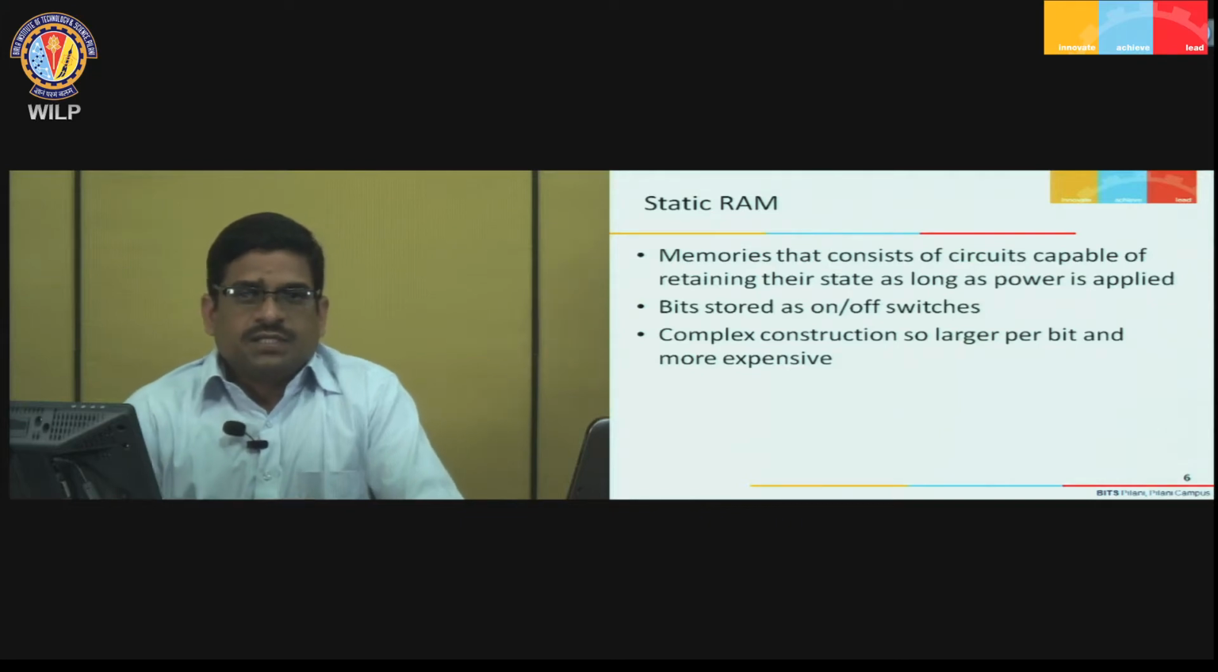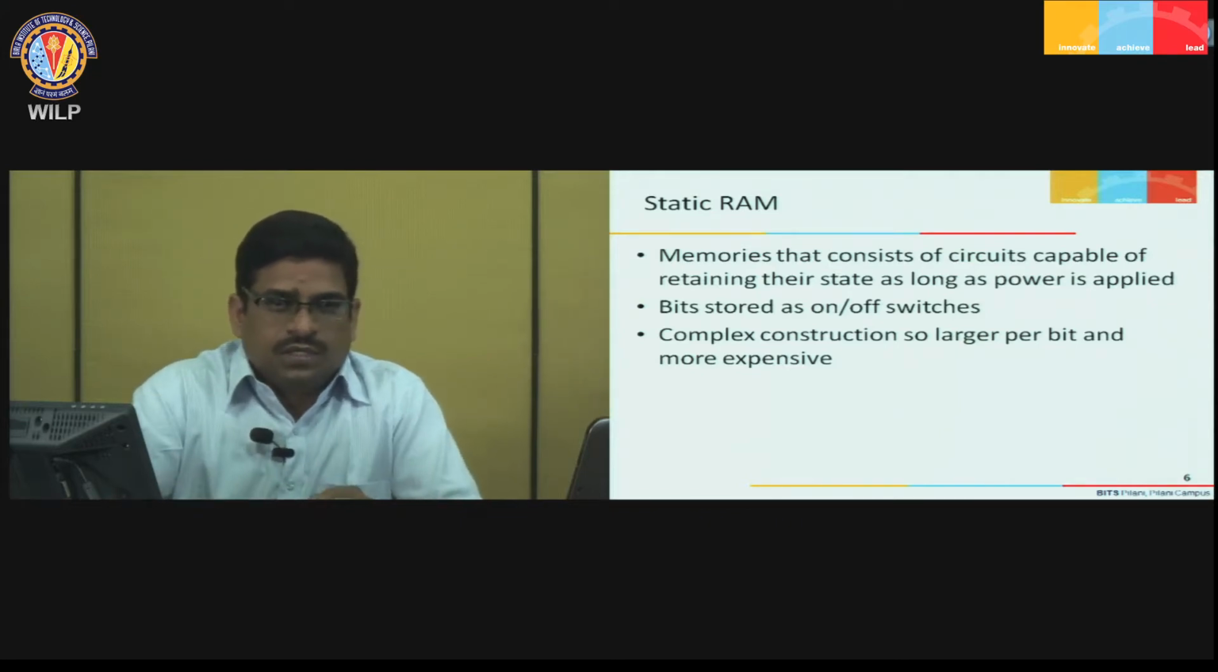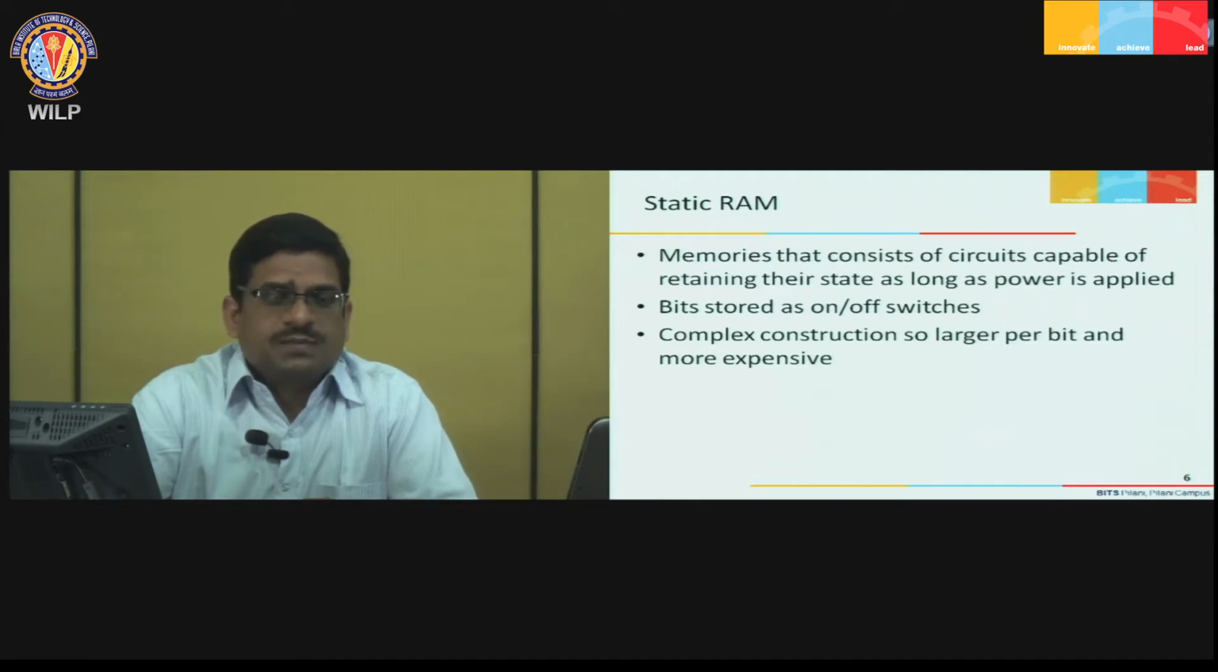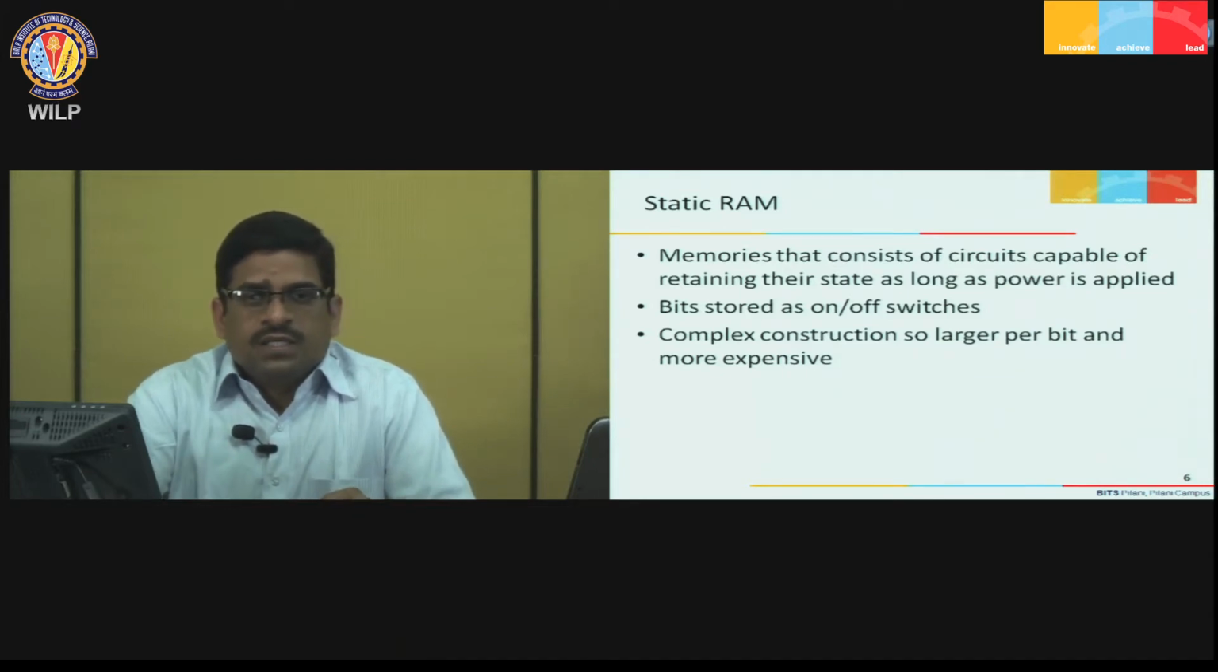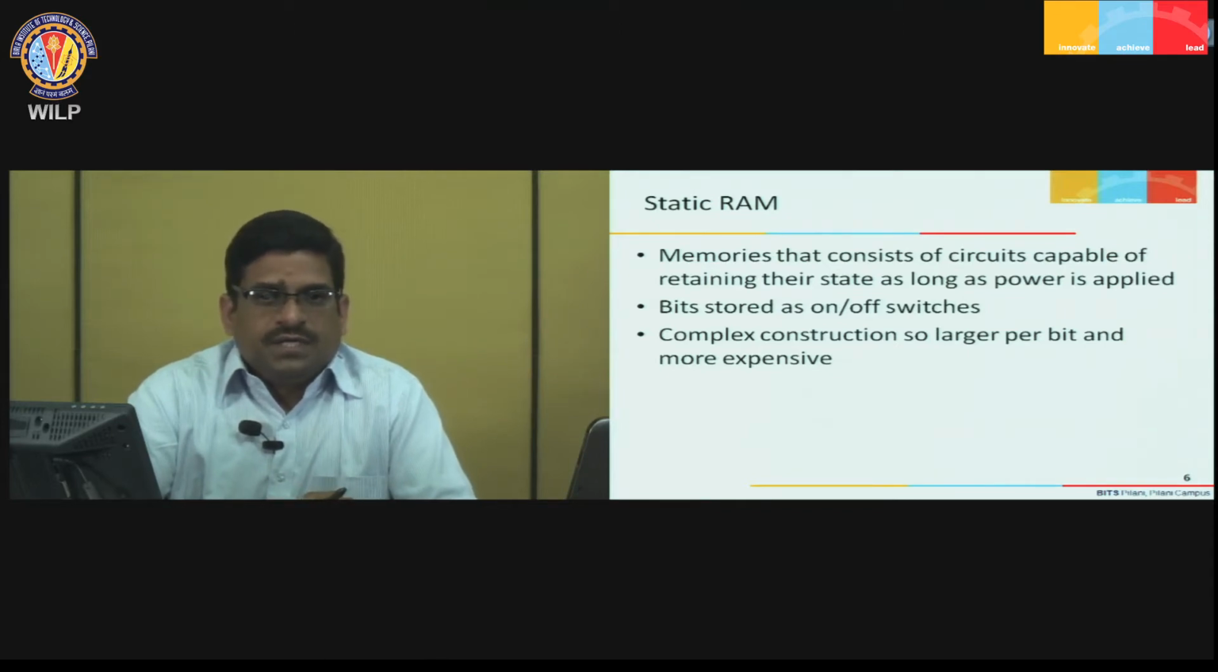So, let us start with the static RAM or random access memory. Why is it called a random access memory? Because each location can be randomly accessed, or accessing any location will take a constant amount of time, whether it is the first location or the 1000th location in that memory. That is why it is called random access. So, static random access memories are memories that consist of circuits capable of retaining their state as long as the power is applied. So, that is why it is a volatile memory.